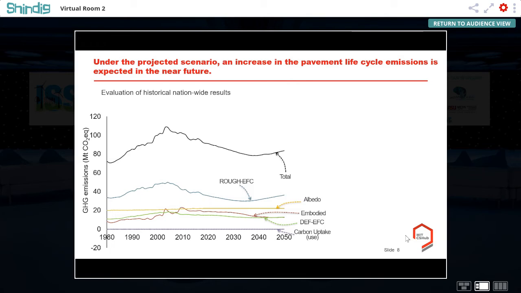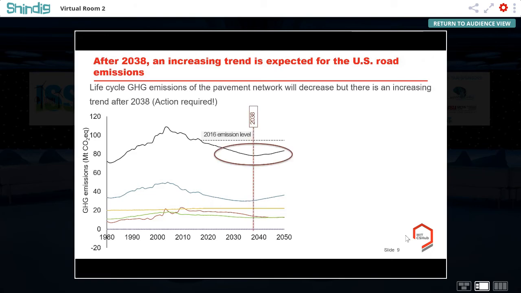So if we sum them all together, you can see this black curve here, which is the total life cycle GHG emissions of the pavement network in the United States. And what is important to notice here is that after 2016, we have a decreasing trend in the total GHG emissions of pavements, but somewhere around 2038, we have an increasing trend.